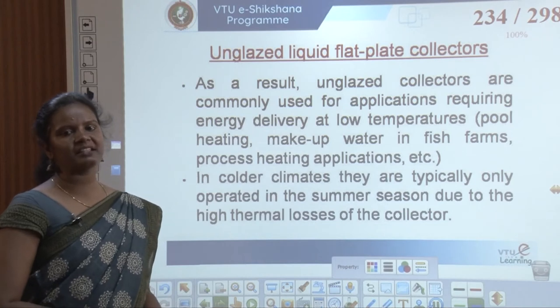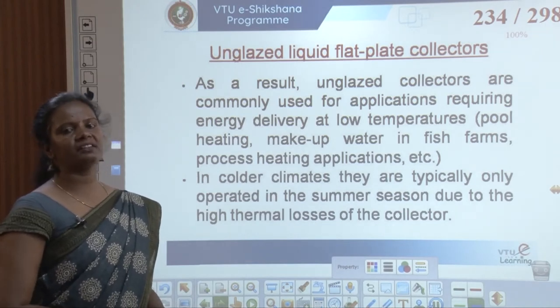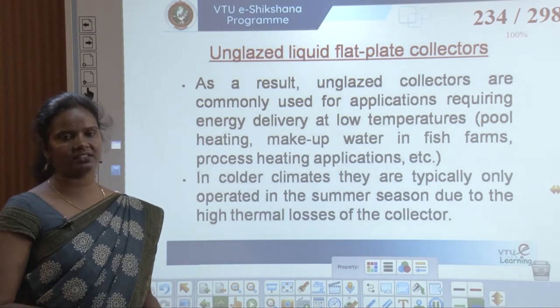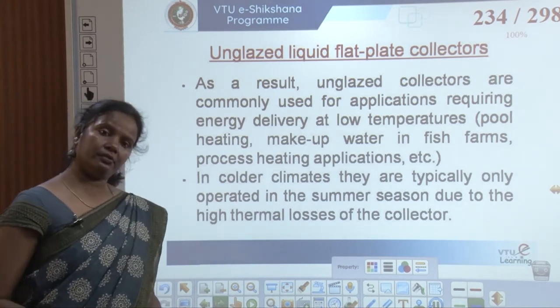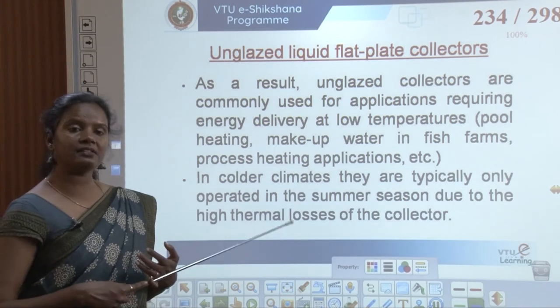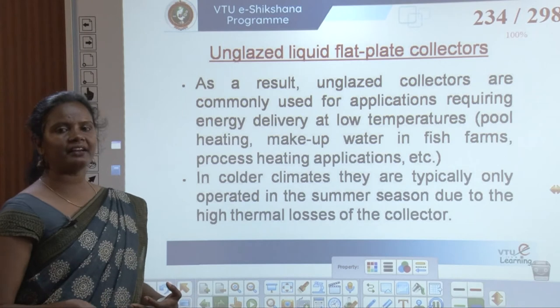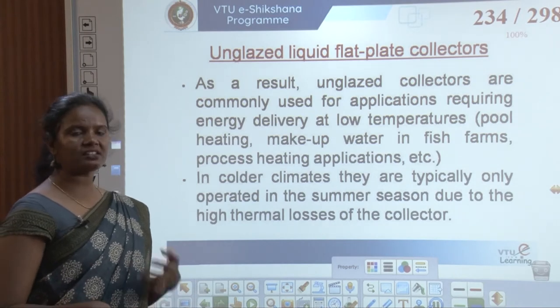In colder climates, they are typically only operated in the summer season due to the higher thermal loss of the collector. In this particular type of flat plate collector, there is a thermal loss eventually. So in colder climates, they are typically only operated in the summer season.